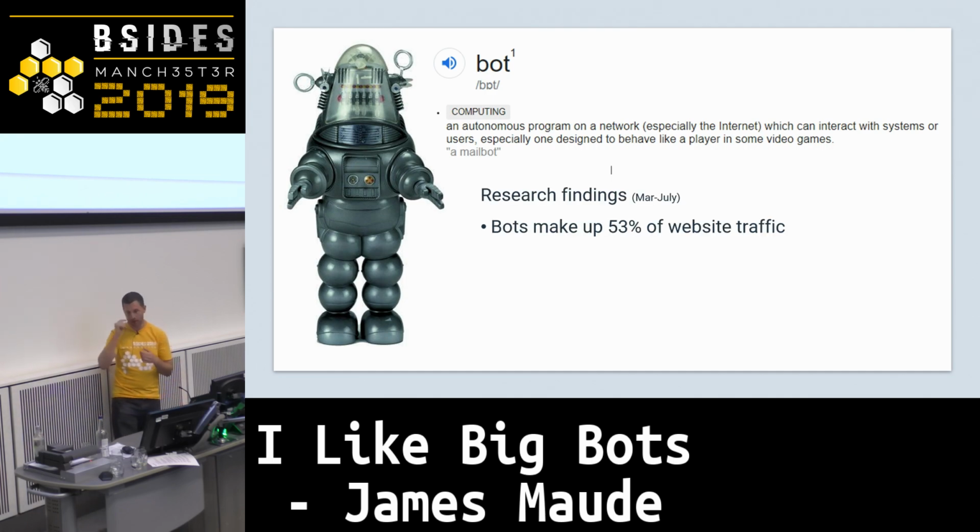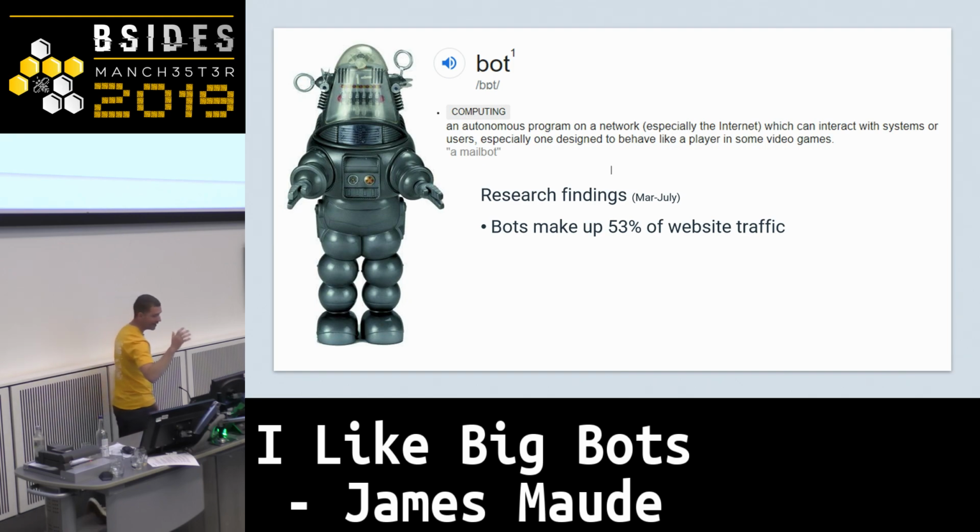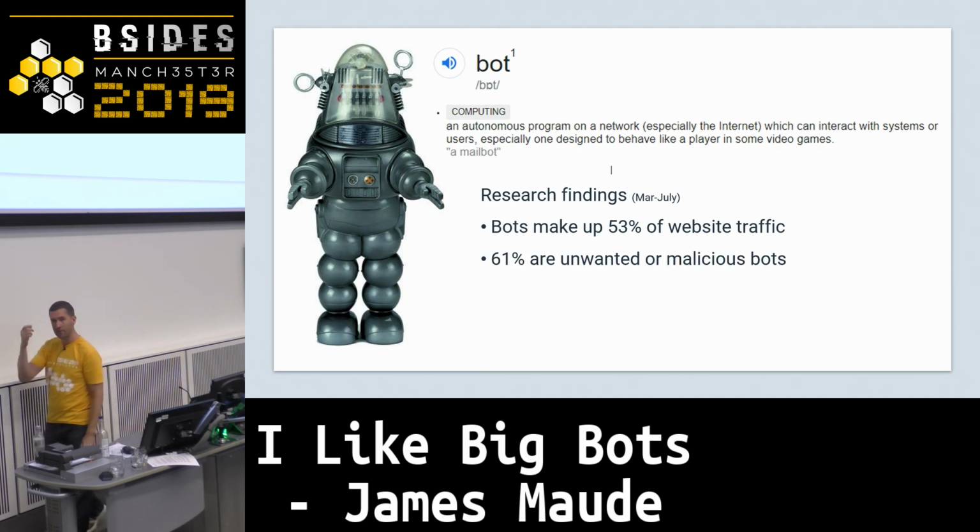So my research findings, which are obviously skewed because I work for a bot management company, so the people we talk to generally have some form of bot problem, so your mileage may vary. But on the websites that I've been looking at, around 53% of the traffic hitting that website, that API, that mobile API, whatever it is, is a bot. Good, bad, grey, indifferent, doesn't matter, it is a bot. And when we start to work with the clients, around 61% of that 53, if you can do the maths, feel free, are unwanted.